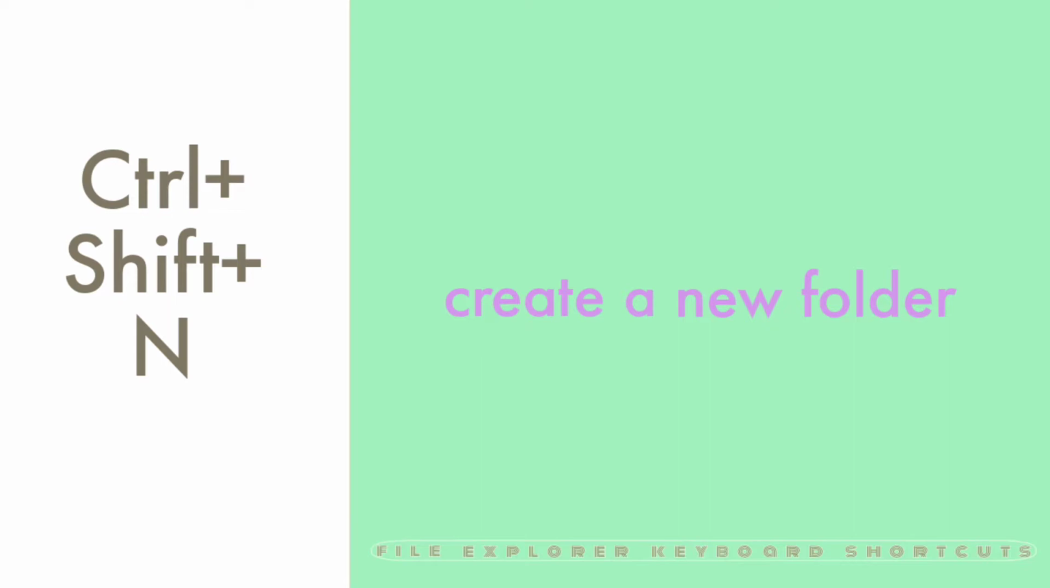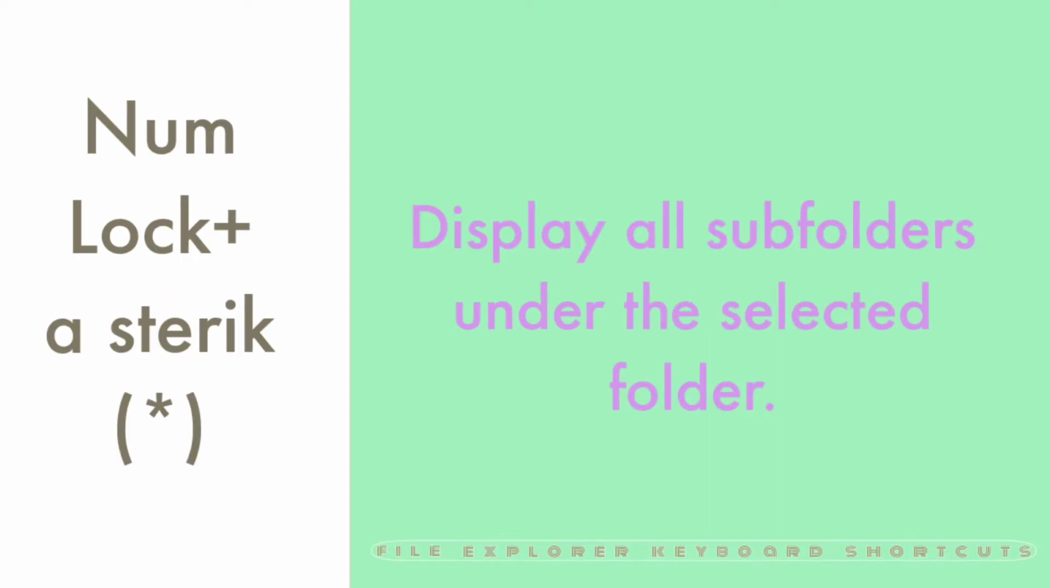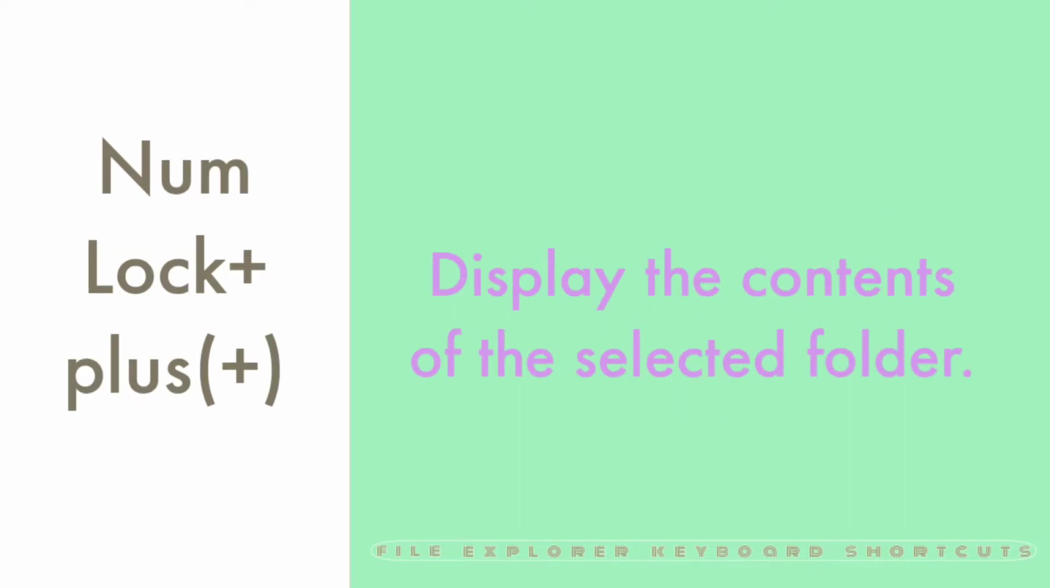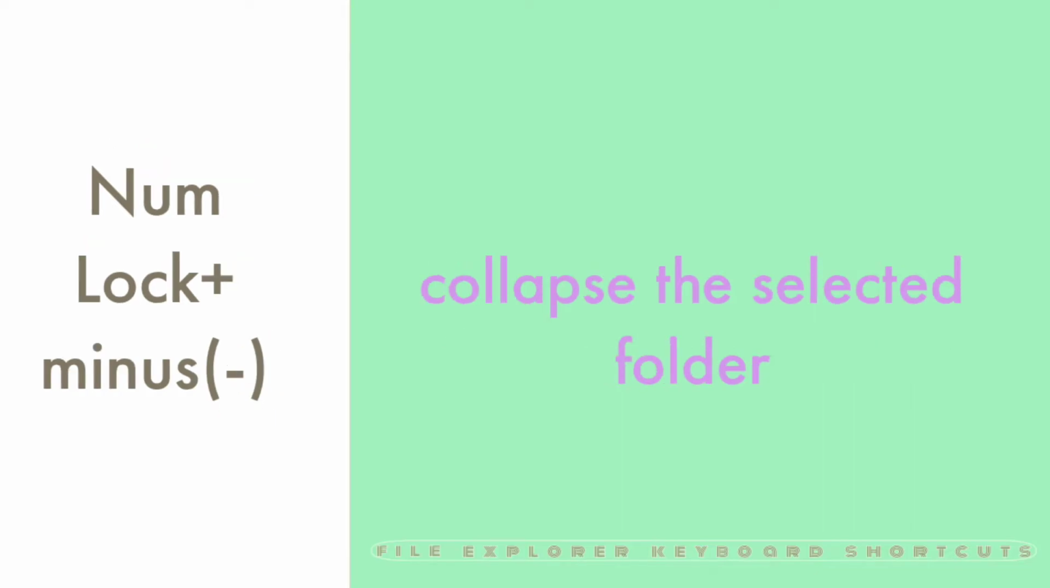Control with Shift and N to create a new folder. Num Lock with the asterisk button to display all subfolders under the selected folder. Num Lock with the plus symbol button to display the contents of the selected folder. Num Lock with the minus symbol button to collapse the selected folder.